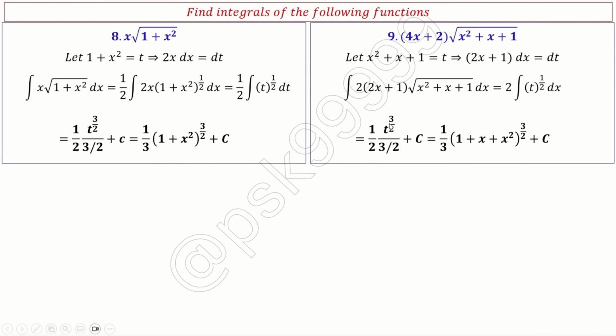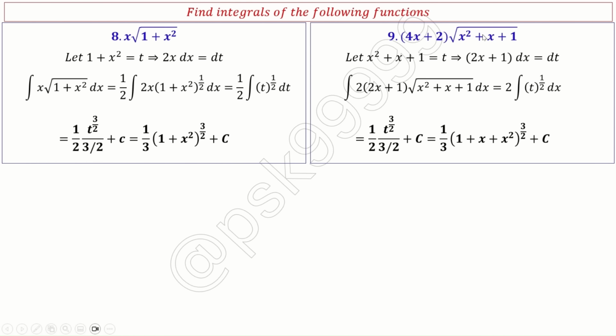Okay, 4x plus 2 into square root of x square plus x plus 1. Now, if I differentiate this one, I get 2x plus 1. So there is a 2x plus 1 here, right? 2 into 2x plus 1, this is. So that's what I did. Let x square plus x plus 1 be t. So 2x plus 1 dx equal to dt. So my integration will become 2 times 2x plus 1 into square root of this value, which is nothing but 2 times t to the power of half, which is nothing but half into t to the power of 3 by 2 by 3 by 2, which is nothing but 1 by 3 into 1 plus x square whole to the power of 3 by 2 plus constant.